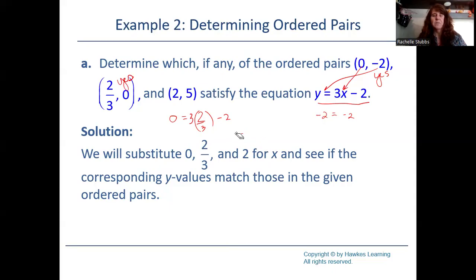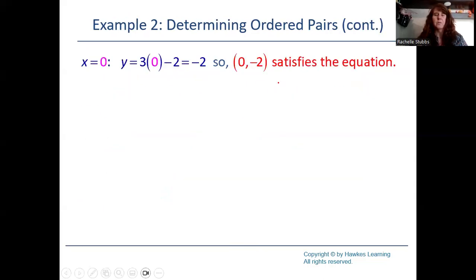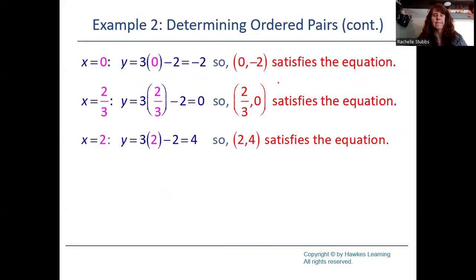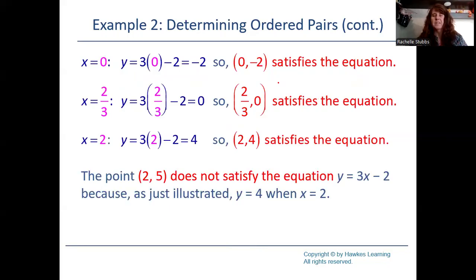And then we'll try our last one. I'm going to substitute the 2 in for wherever there's an x and the 5 for where there's a y. So instead of y, I'm going to write 5 equals 3 times 2 minus 2. And then I get, does 5 equal 6 minus 2? Does 5 equal 4? No, so this is not a solution. Okay, so that's what we see here. But 2 and 5 does not satisfy the equation.